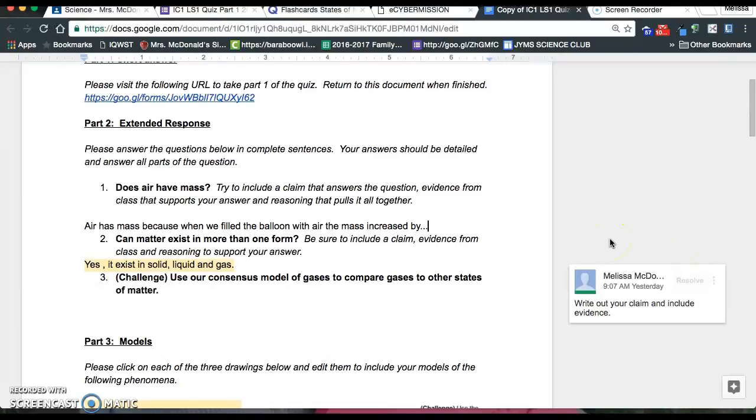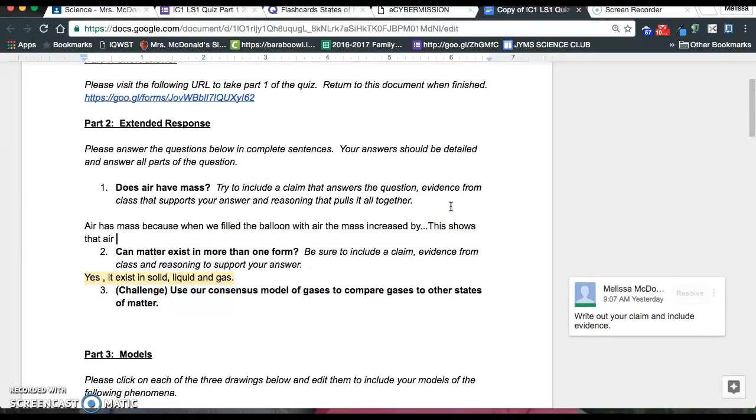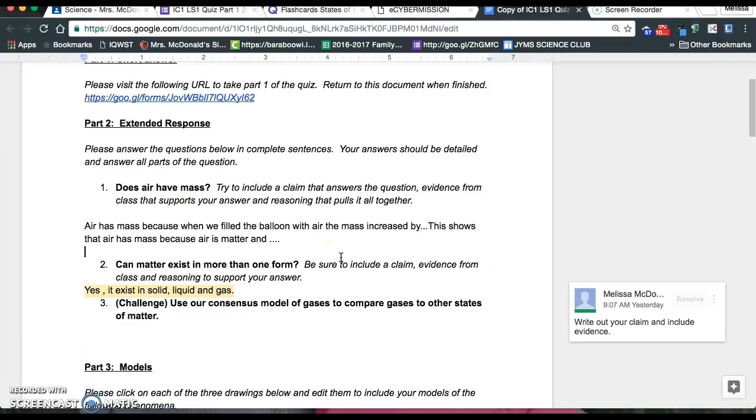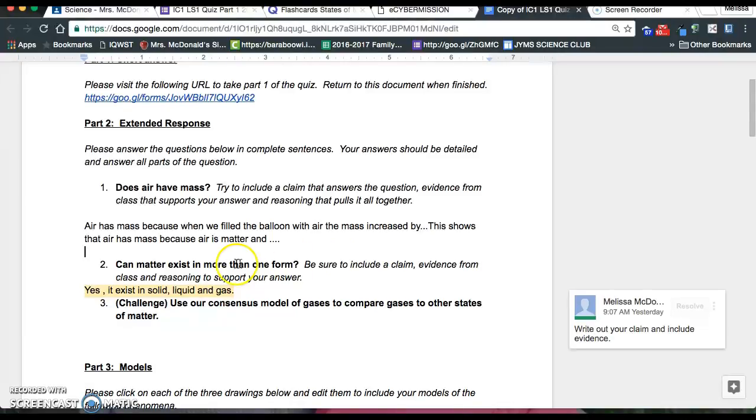principle as evidence. So now I'm looking at the board and I see that there's a scientific principle that says matter is anything that has mass and volume, and air has mass and volume. So I'm going to include that in my answer and say this shows that air has mass because air is matter and I'll include what that says about air having matter and matter having mass and volume.